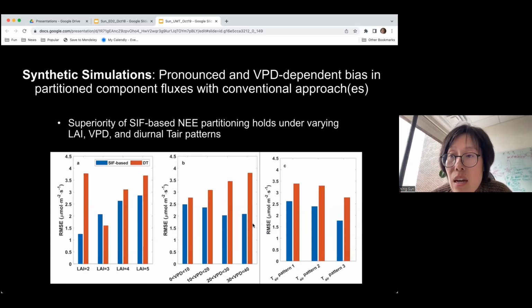Then we further did a bunch of sensitivity analyses. We looked at whether our result holds under different LAI, leaf area index, under different VPD, and under different diurnal courses of air temperature. And we found our pattern consistently holds under all these varying environmental conditions.